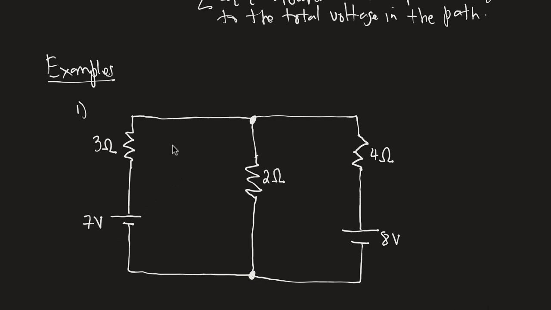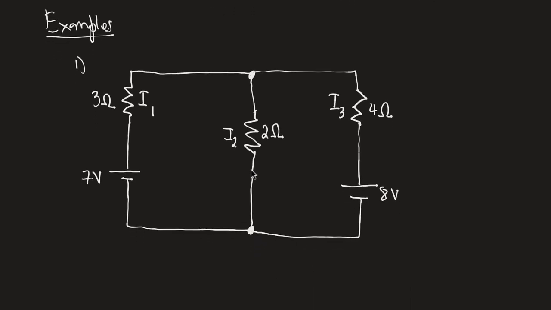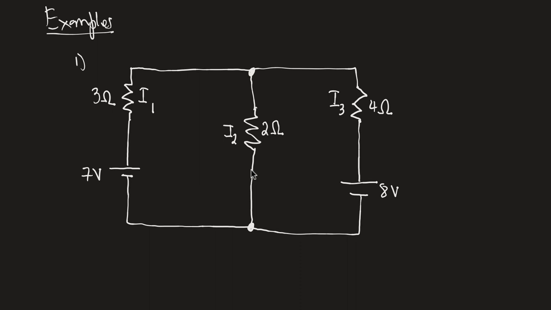And what we don't know is the current across this resistor. So let's call that I1. We don't know the current across the resistor in the middle. Let's call that I2. And then we don't know the current right here, I3. All right? Okay, so let's go ahead and do the analysis and then convert this into a linear system to see what we would have to solve in order to figure out I1, I2, I3.